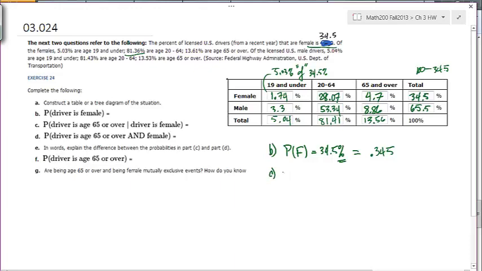Part C is asking for the probability that your driver is 65 or over, given that your driver is female. So this probability that we're looking for here is, out of all the female drivers, what's the probability that we select somebody who's 65 or older? Well, the actual statement that was given here says exactly that. Out of all the female drivers, 13.61% are 65 and over.